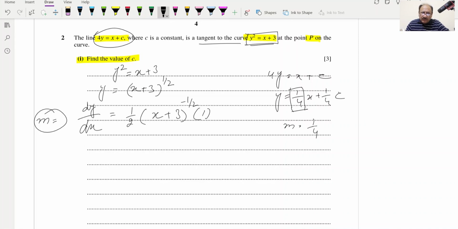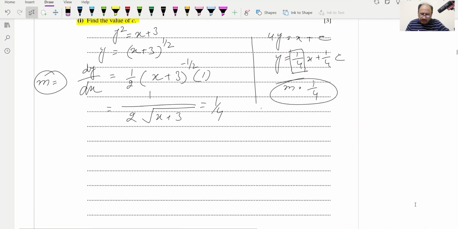so m is equal to 1/4, and this one we can rewrite this step as 1/2 into, we can write, √(x + 3), and this is equal to 1/4, so we can write the gradient is equal to 1/4. And further we can find this one. We can take the reciprocal of this equation, and this will be 2√(x + 3) = 4, and this implies √(x + 3) will be equal to 4/2, which will be 2.